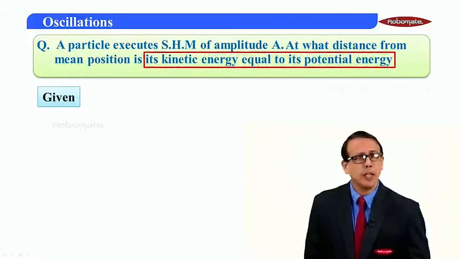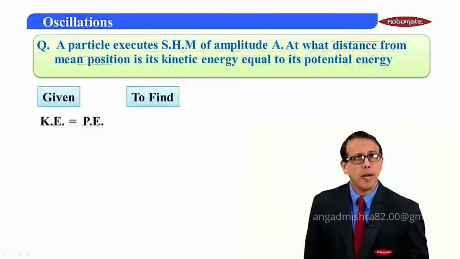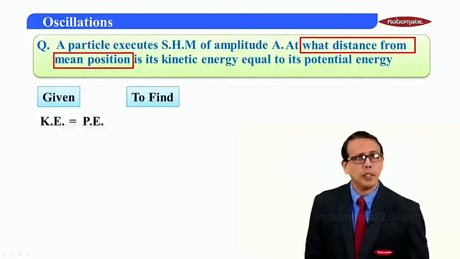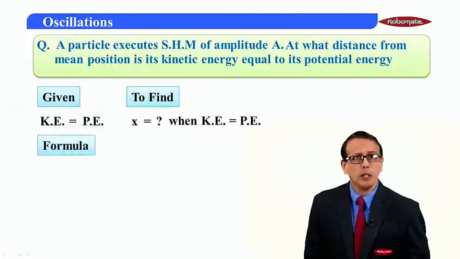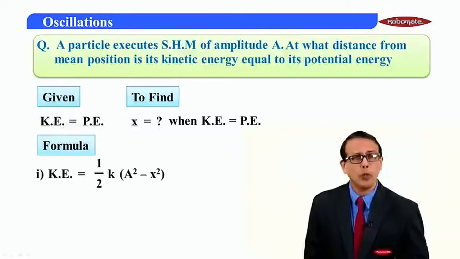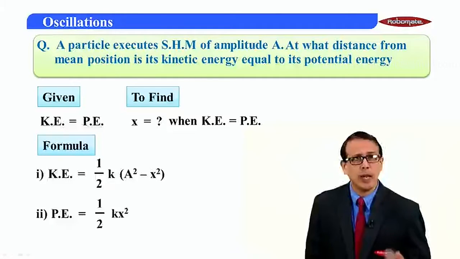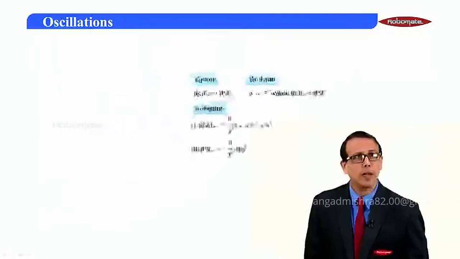So the given is kinetic energy is equal to potential energy. And to find its distance from mean position, I have to find x when kinetic energy is equal to potential energy. The required formulas are, as we have to equate kinetic and potential, so we have to know the formulas of kinetic energy, which is half k (a square minus x square), and the formula of potential energy, which is half k x square.